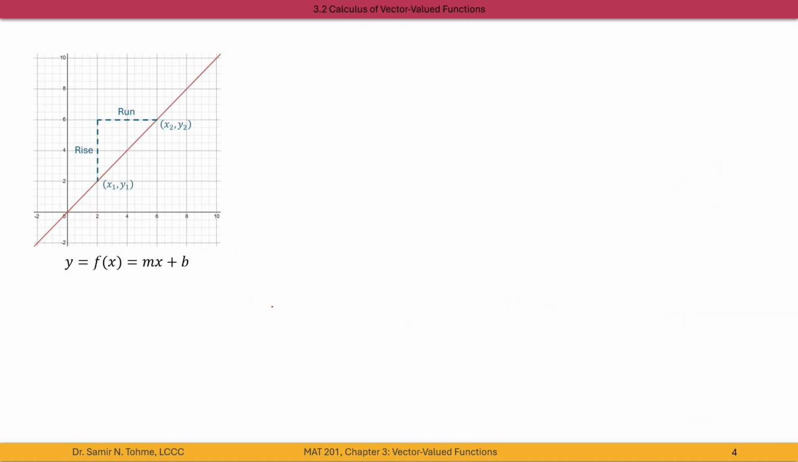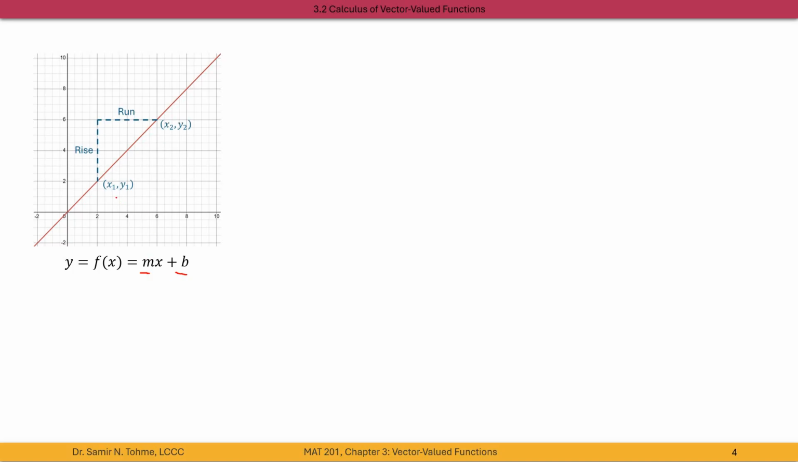I've prepared a few additional slides about the derivative to recall some basic ideas before proceeding. Let's start with the simplest type of function, which is a straight line, and this is written as y equal to f of x equal to mx plus b. M is the slope of this straight line, and b is the y-intercept.